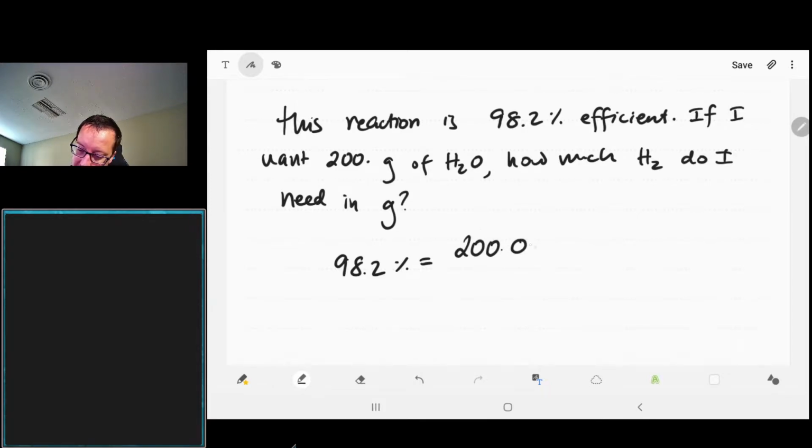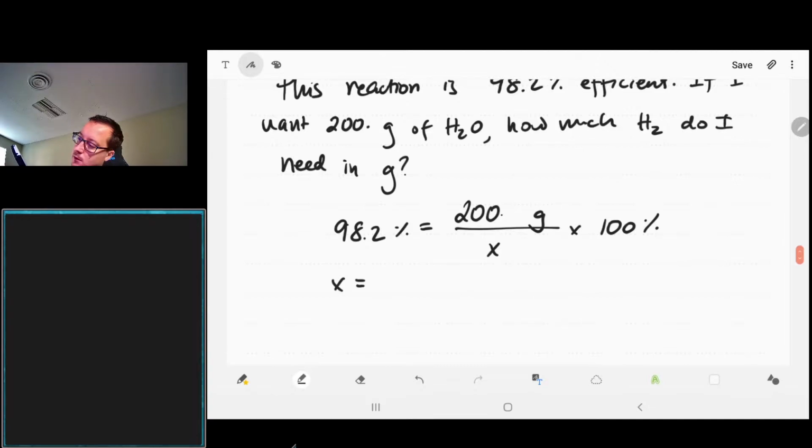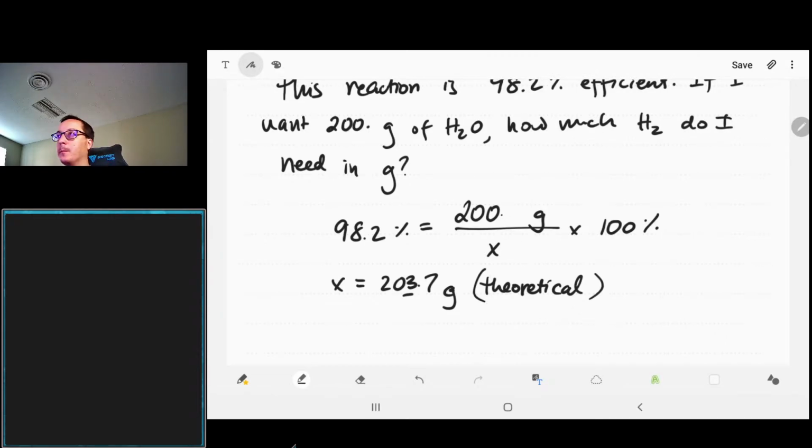So I want 200 grams. I guess I only gave you 3 sig figs for that. So let's go ahead and see what our theoretical yield should be. So our theoretical yield that we were going to aim for, theoretical. Now that we have that, that's grams of water, right?